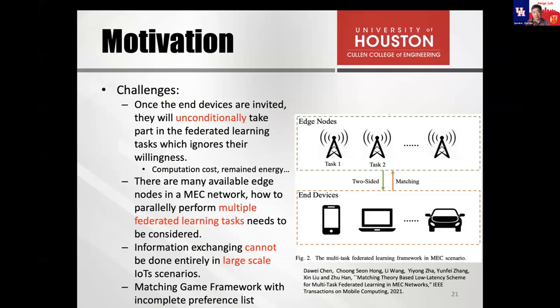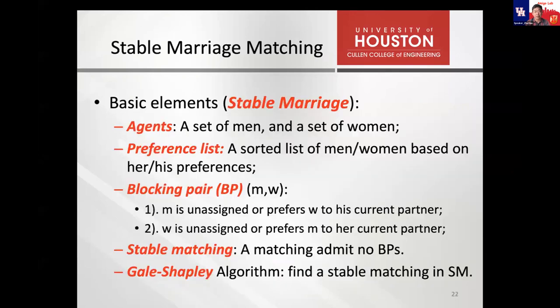If we select the task with devices and select the devices for the task, the complexity of finding the optimal solution is n to the power 2, and in this case even power 4. So here we introduce this marriage, basically a matching game.